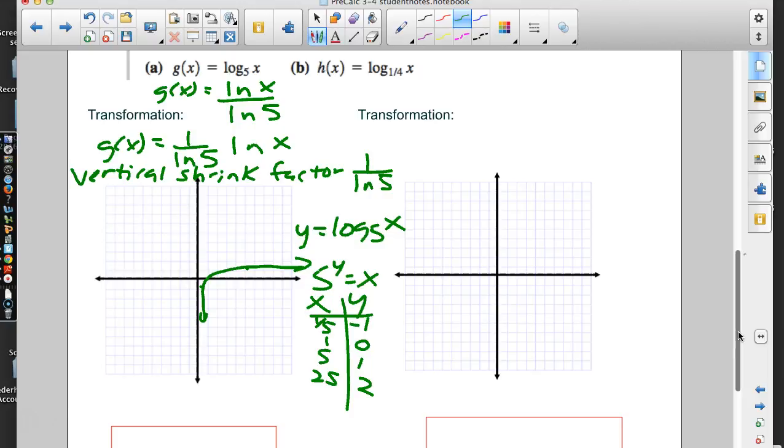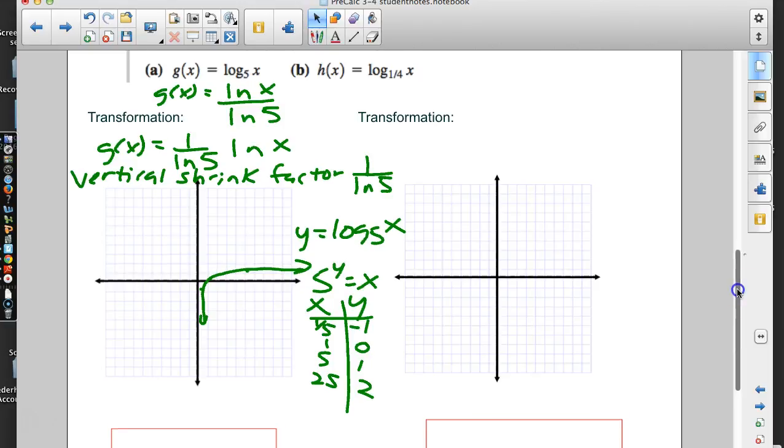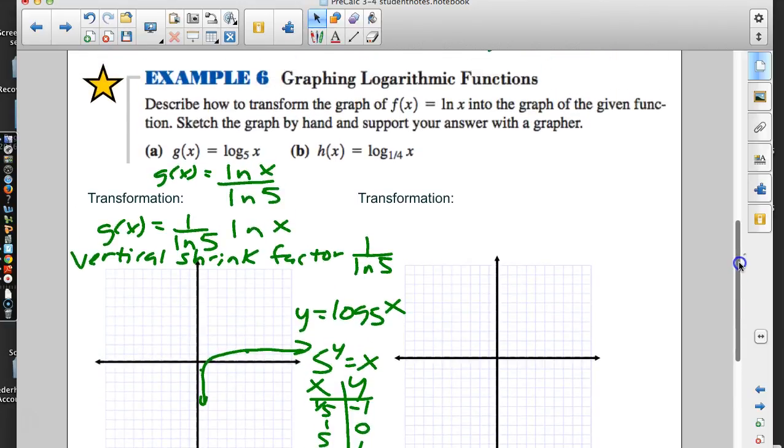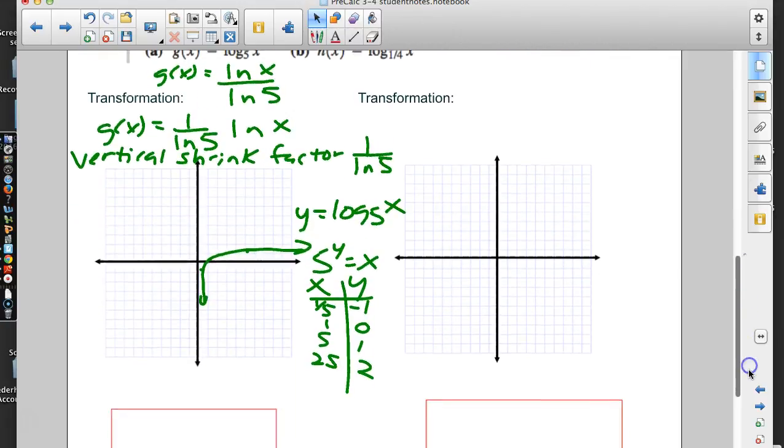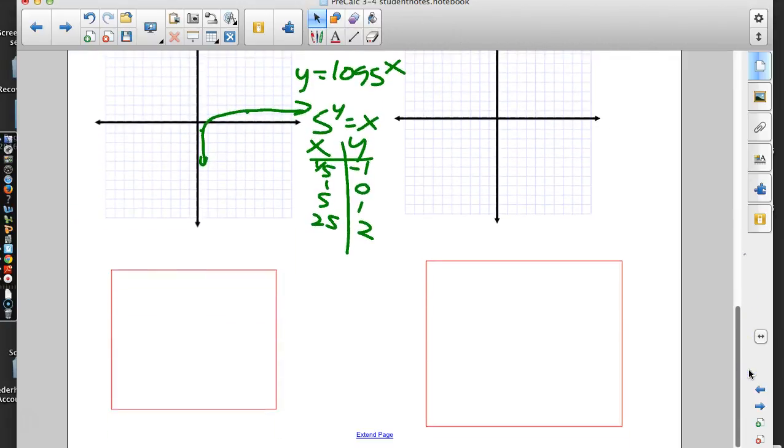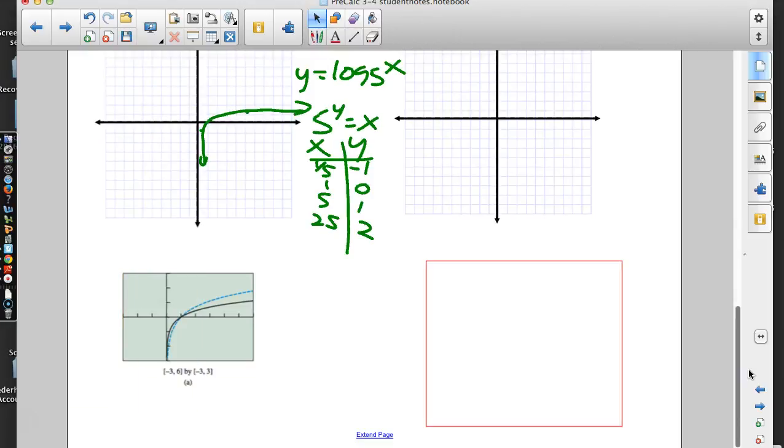It is, just like any of our logarithms, right? All right, so describe the transformation, did this. Oh, did they say to do anything else? Describe how to transform, sketch the graph by hand, support your answer with the grapher. Oh, well, we definitely could punch it in at this point and see that it matches. You know, just use the change base formula. Let's do that. I guess we haven't done that before. Graphing using the change base.